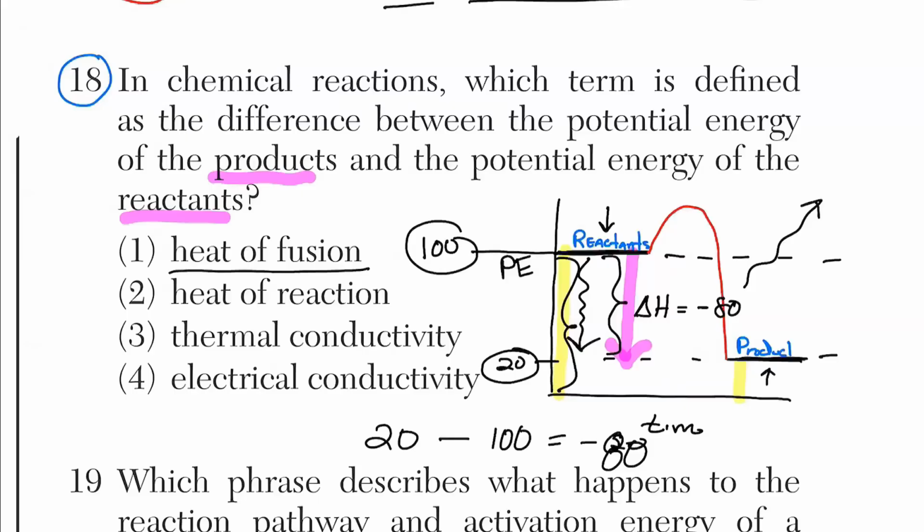Any case, for all those reasons, the correct answer is number 1. Heat of, oh my gosh, not heat of fusion, heat of reaction, number 2. Heat of fusion is the energy needed to melt something. Okay, all right, so 18 is 2, on to number 19.